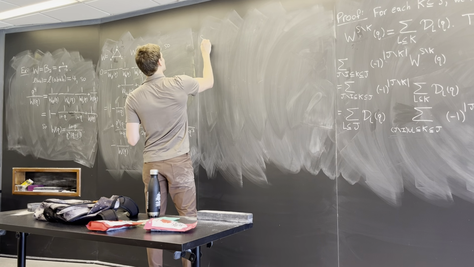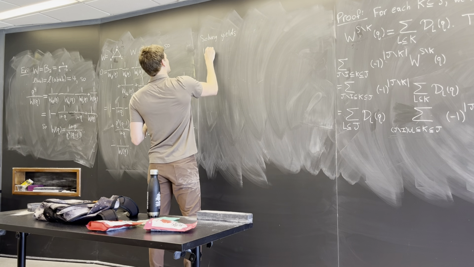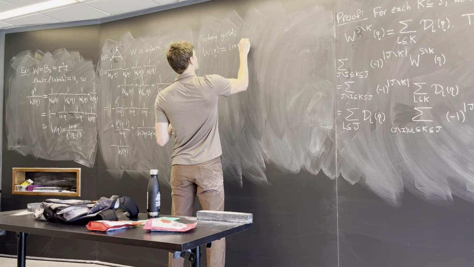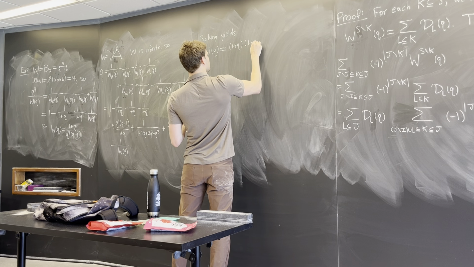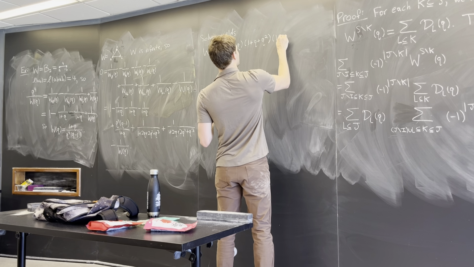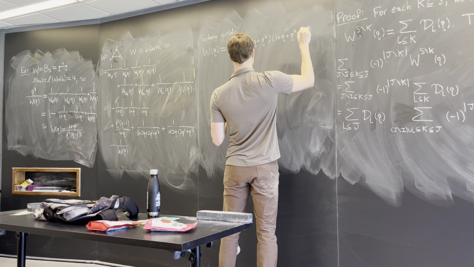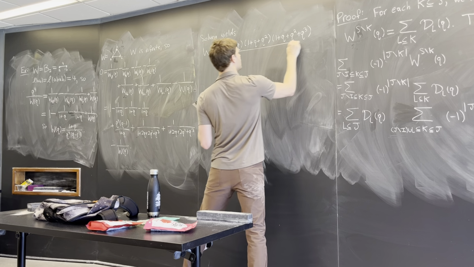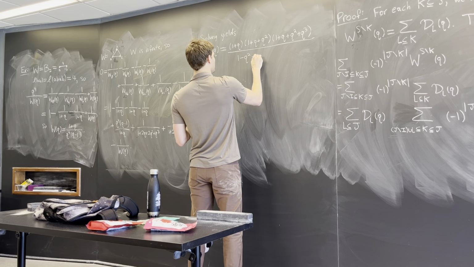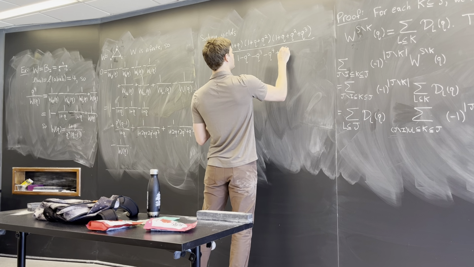So solving this, W of Q is 1 plus Q, 1 plus Q squared, 1 plus Q squared plus Q cubed, divided by 1 minus Q squared minus Q cubed minus Q to the 4th plus Q to the 6th.